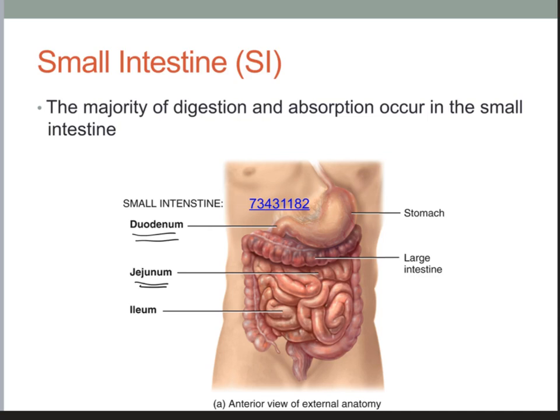The last section is the ileum. Now, the function of the ileum is to absorb nutrients that did not get absorbed by the jejunum. Now, these nutrients are going to be super important. We're talking about vitamin B12, and we're also reabsorbing bile acids that we're going to reuse later.